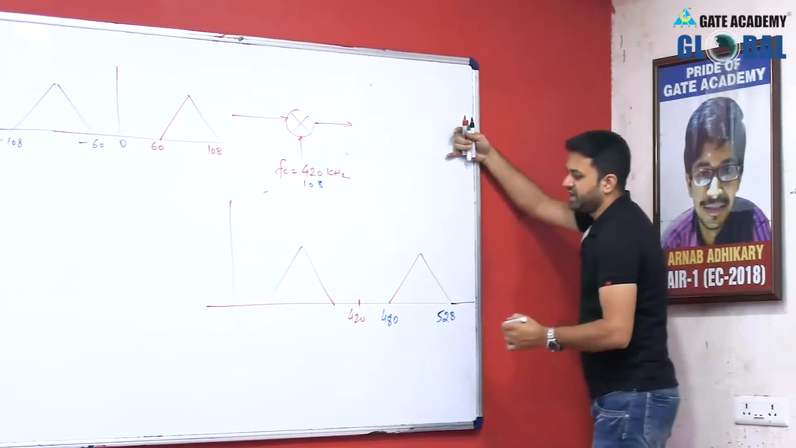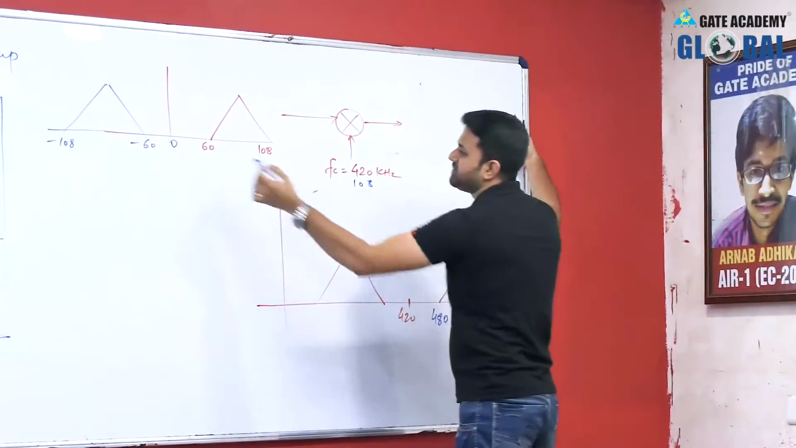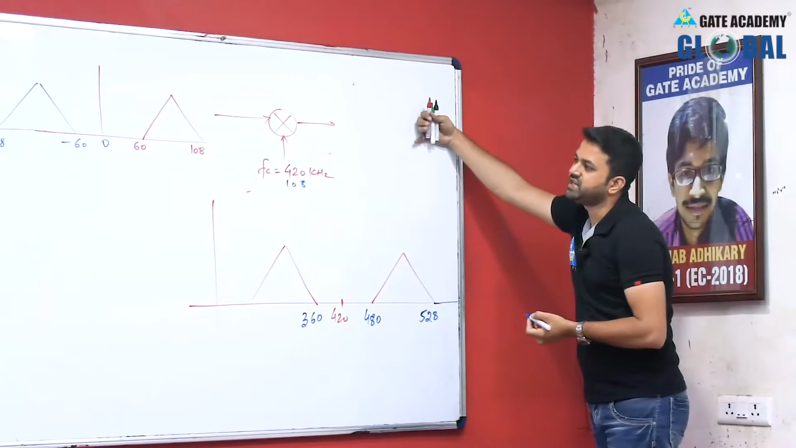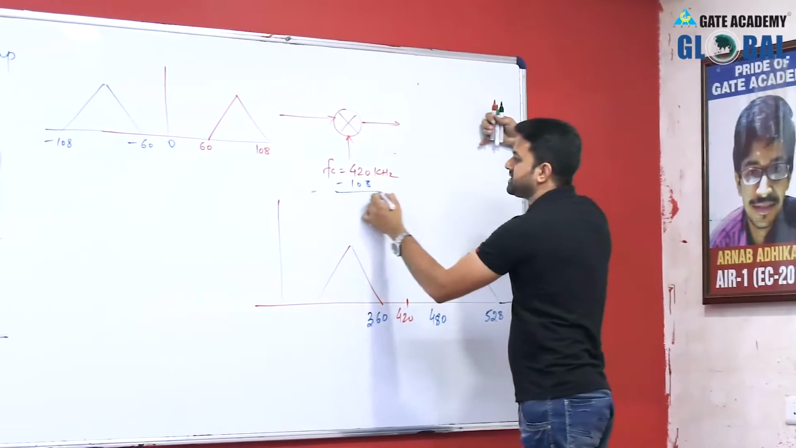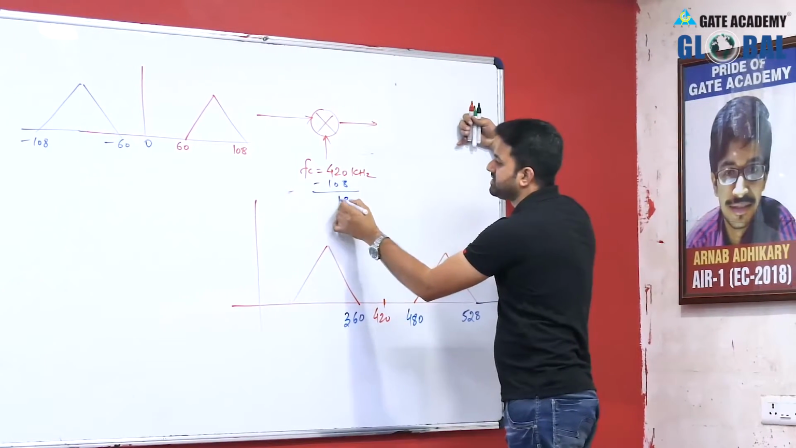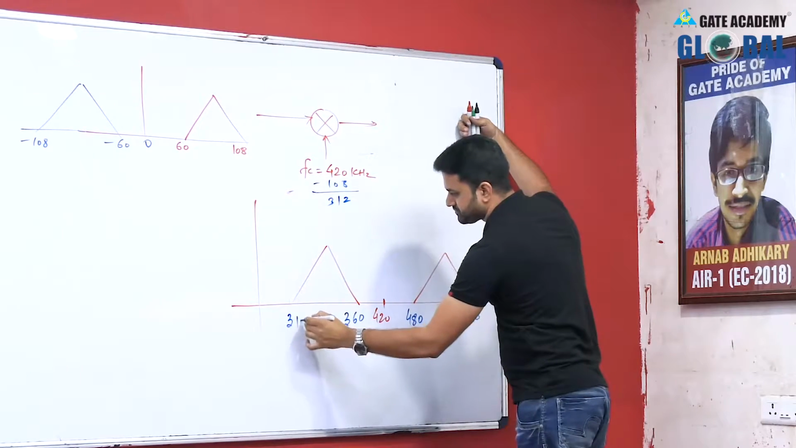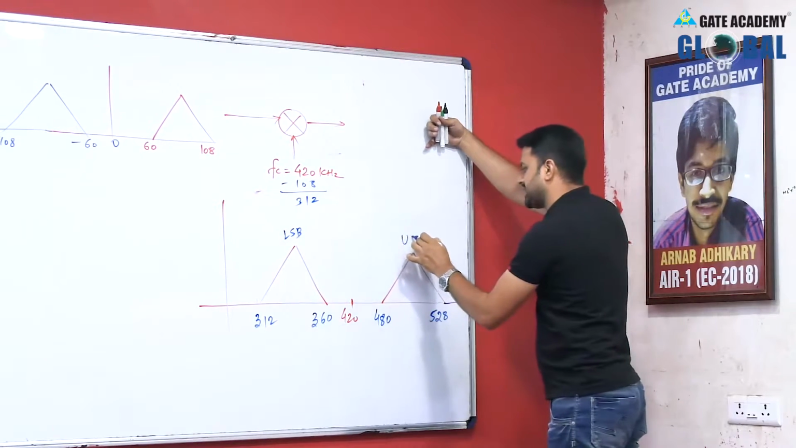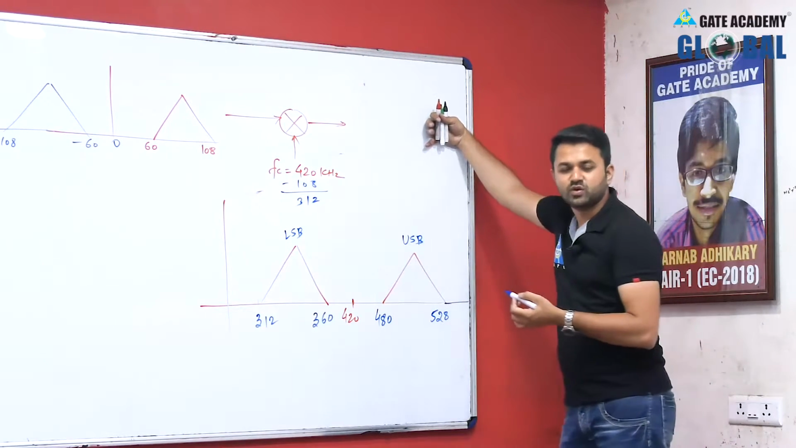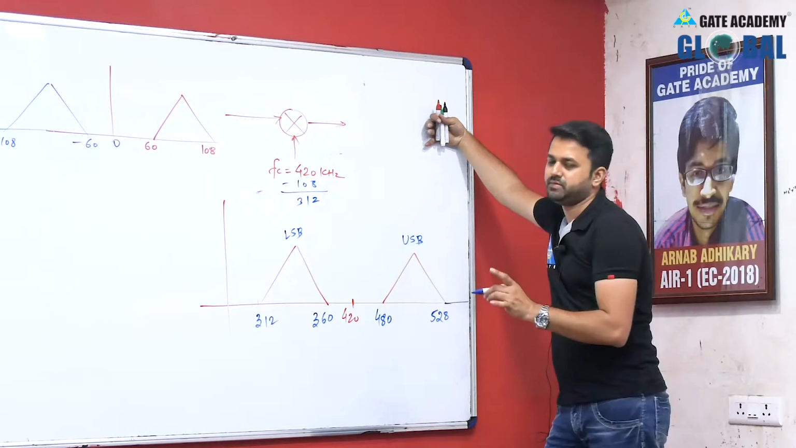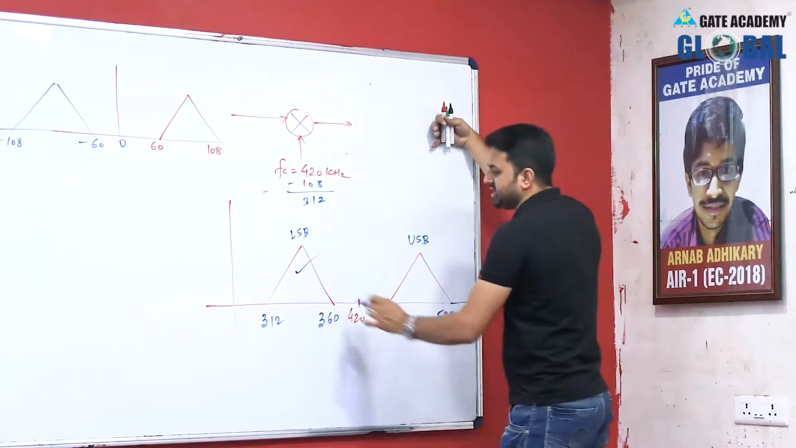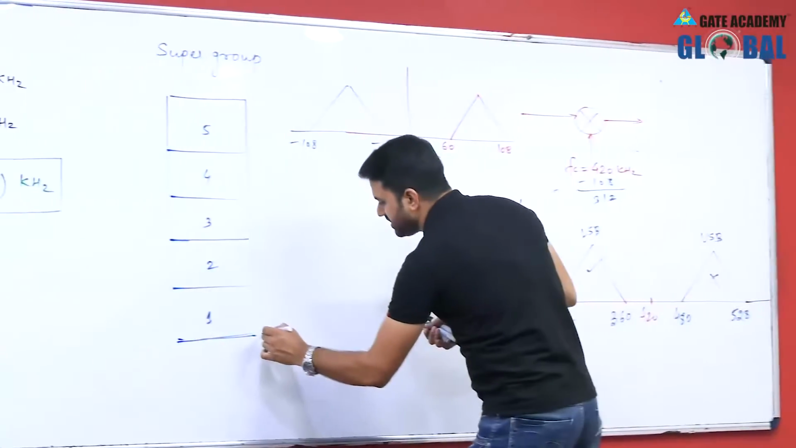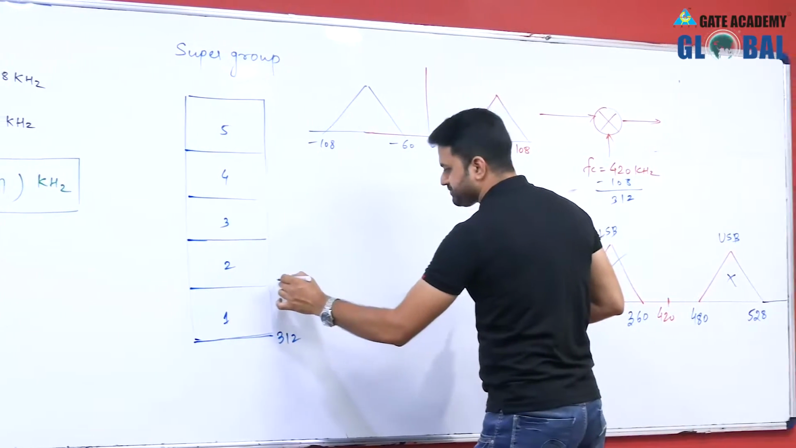Now 420 minus 60 is 360, and 420 minus 108, if I subtract this, we get 312. So this is the lower sideband, this is the upper sideband. We consider only lower single sideband, so we will select this and reject this one. So the first will be having the range 312 to 360.